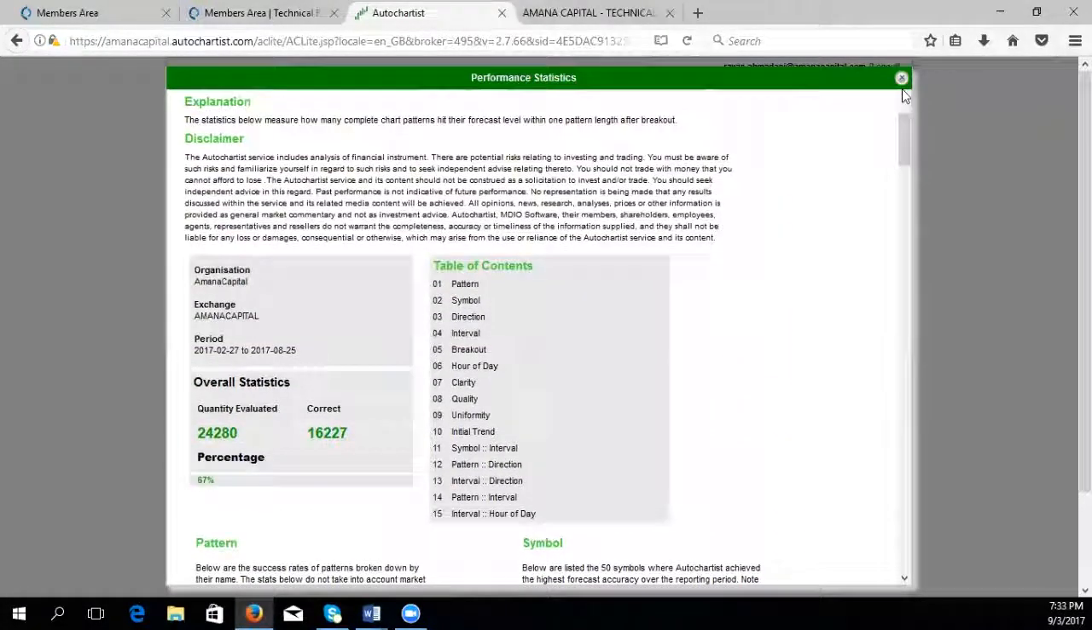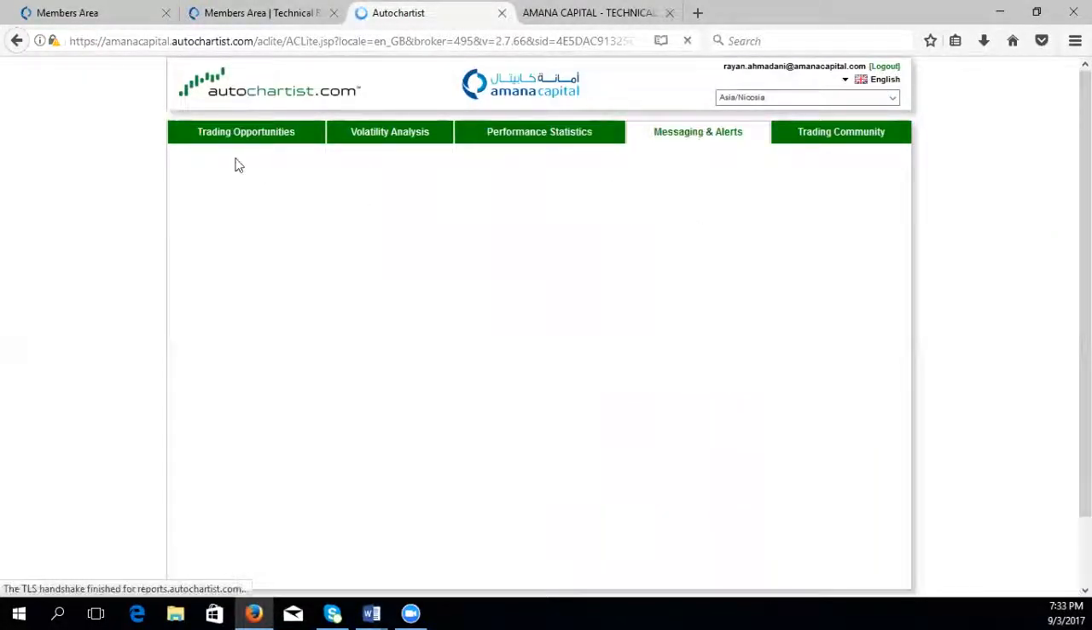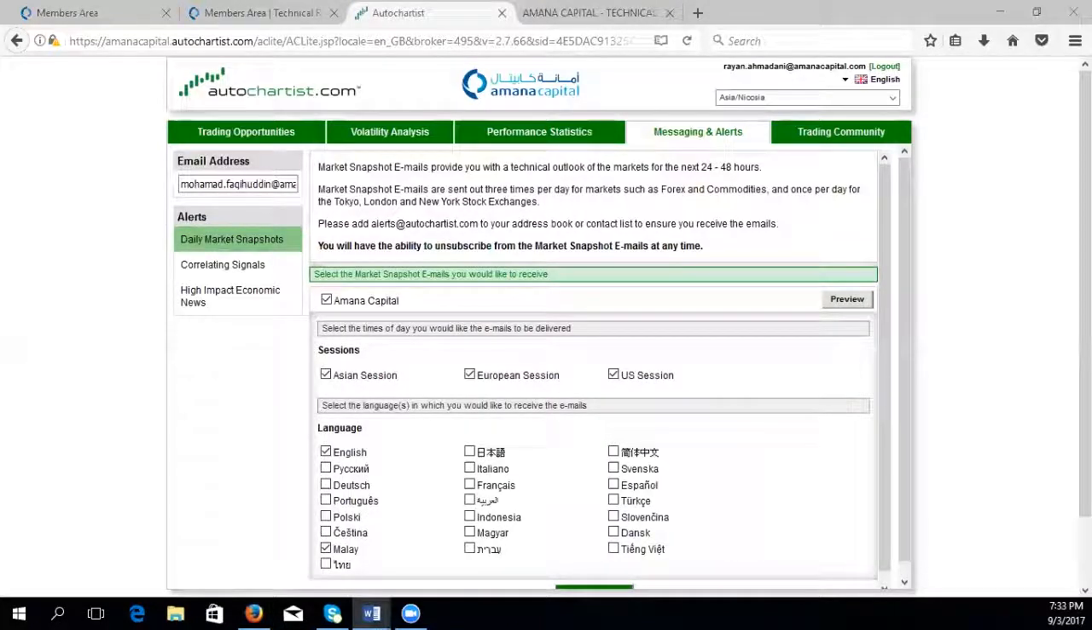So you can take a look at these statistics once you're in the Autochartist resource. All right. Next, the messaging and alert. Technically, an email subscription provides one with a report on the technical outlook of the market for the next few days. What you need to do is just subscribe to receive an email, up to 3 emails per day for markets such as Forex and commodities.